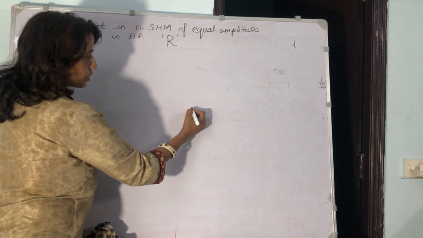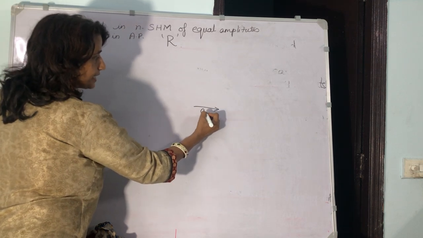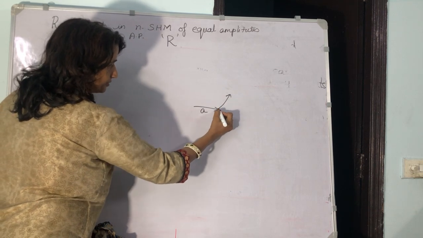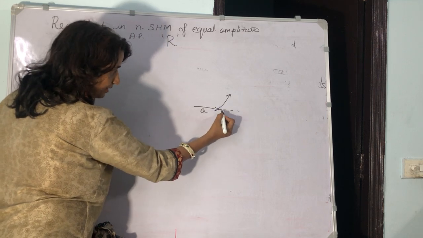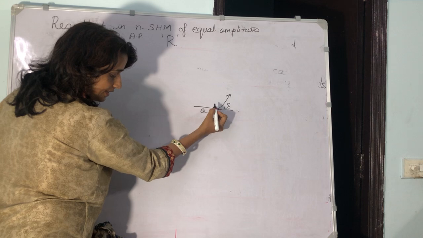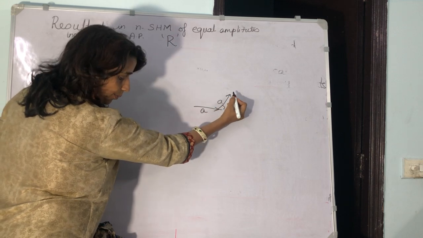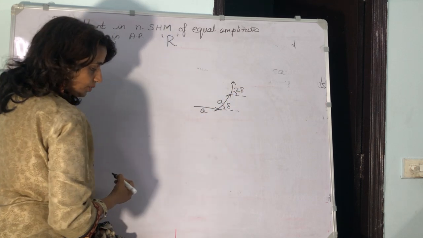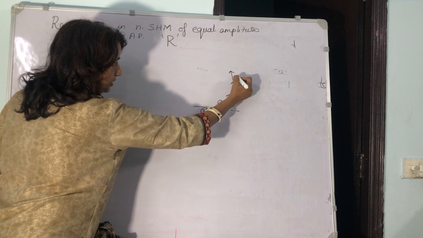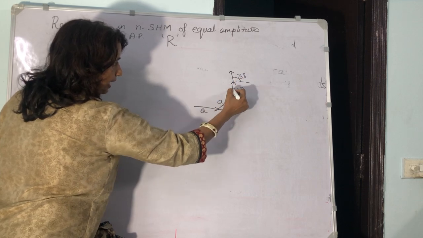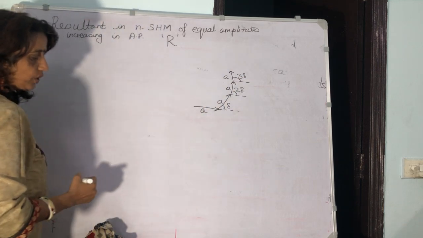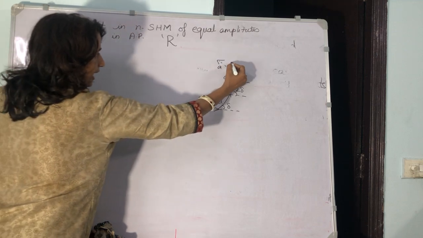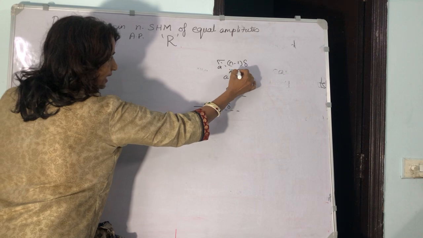So first we will draw a very simple diagram. Let this be of amplitude A, and here this angle is delta. This ray of amplitude A has angle 2 delta, because we are basically taking up a series. Angle 3 delta, amplitude A, and this way we can take it for n number, with the last angle being n minus 1 delta.